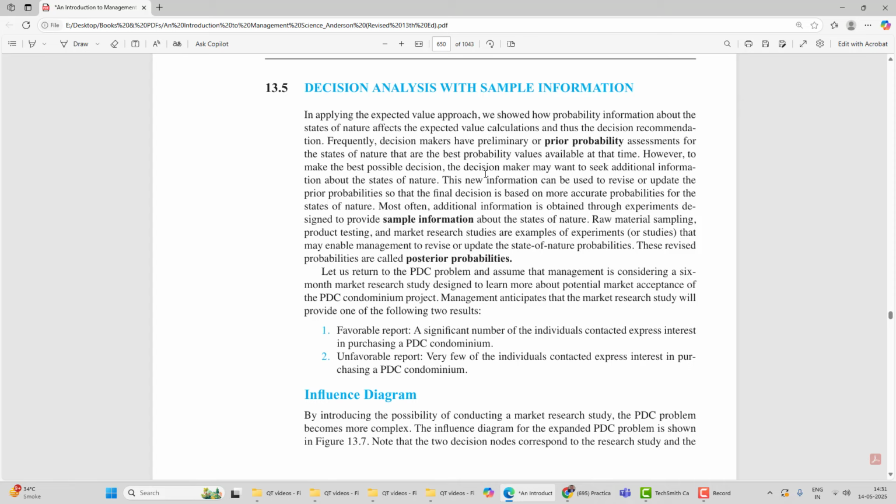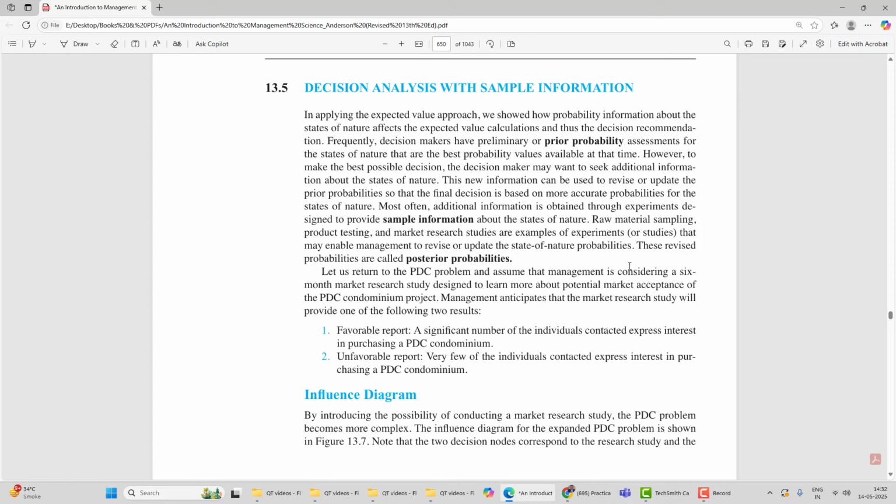However, to make the best possible decision, the decision maker may want to seek additional information about the states of nature. This information can be used to revise or update the prior probabilities so that the final decision is based on more accurate probabilities. Most often, additional information is obtained through experiments designed to provide sample information, and hence the name decision analysis with sample information. Raw material sampling, product testing, and market research studies are examples of such experiments that may enable management to revise or update the state of nature probabilities. These revised probabilities are called the posterior probabilities.